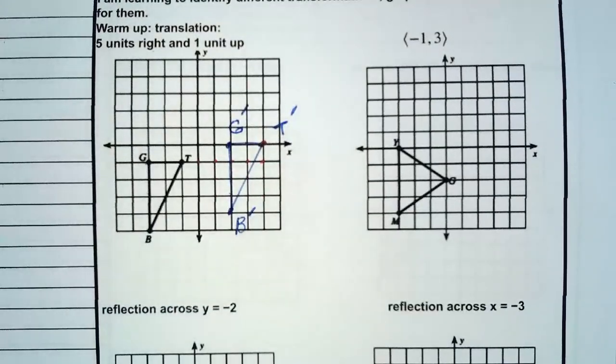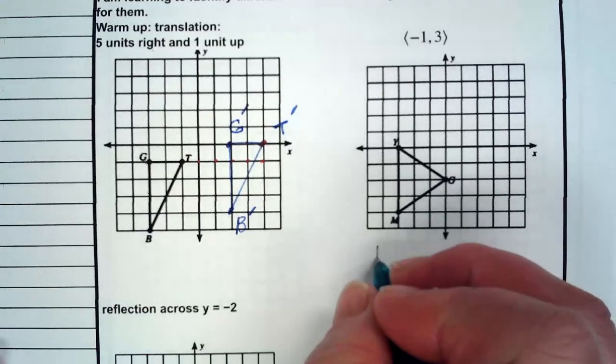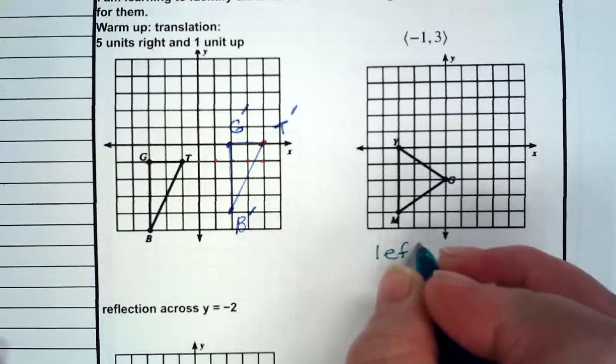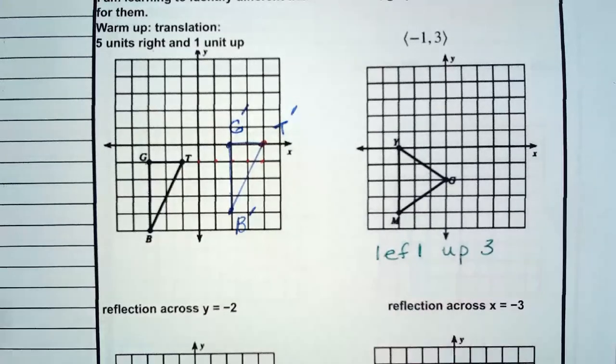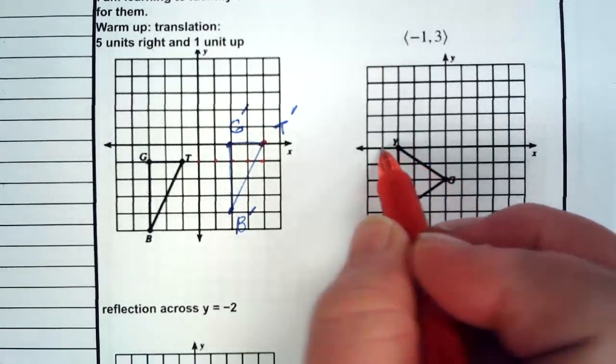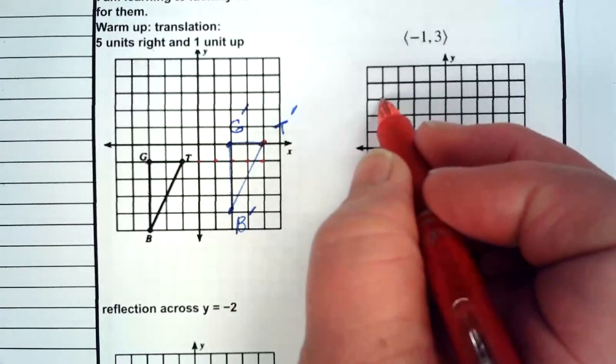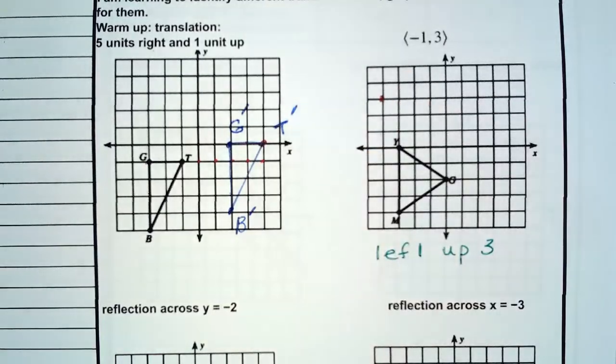Okay, for the next one, my vector is -1, 3. That means left 1 and up 3. So I'm going to go left 1 and up 1, 2, 3. And this will be Y prime.